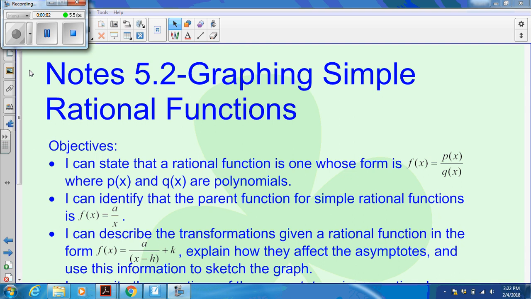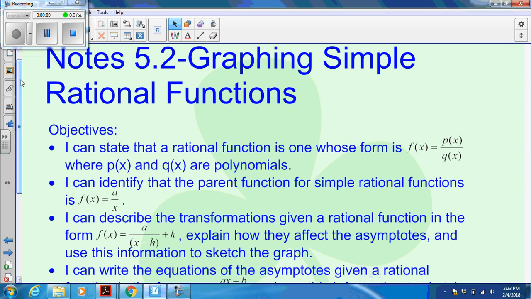So here are the 5.2 Day 1 notes. This is graphing simple rational functions. Listed here are our objectives.